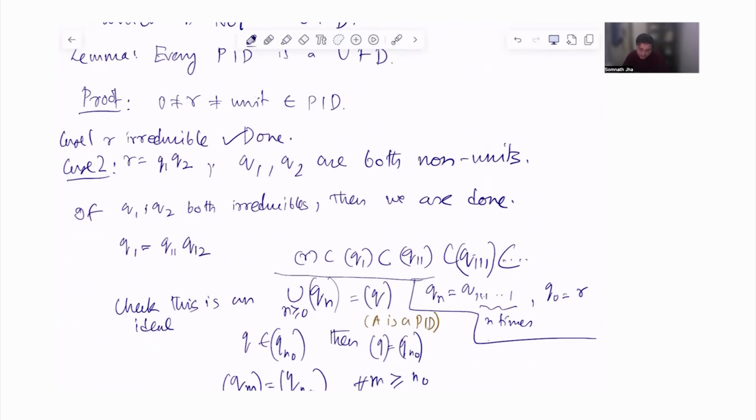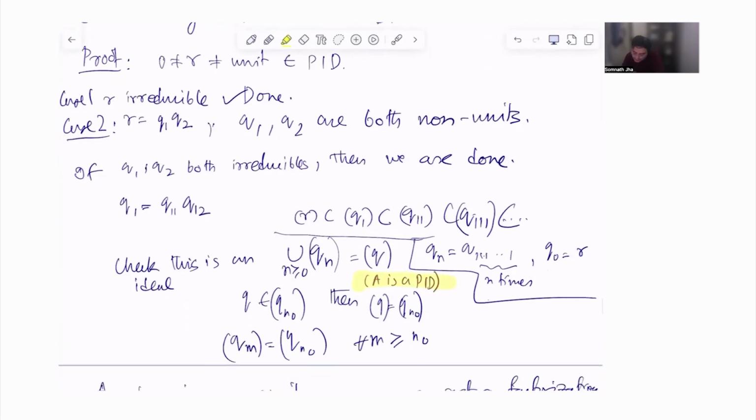So note that we have heavily used that A is a PID here. So where have we used it? First of all, R equal to Q1, Q2 if it's not irreducible. Here we have not used the PID. If R is irreducible, we are done. If each of them is irreducible, we are done. Otherwise, if one of them is a unit, or if both of them are non-unit and not irreducible, then you break Q1 into this. Then this chain we got, you took the union, that is equal to a principal ideal. That is because it's a PID. So here PID is crucially used.